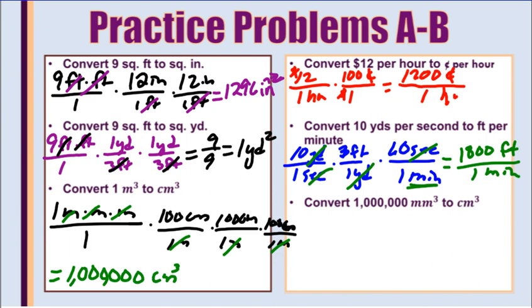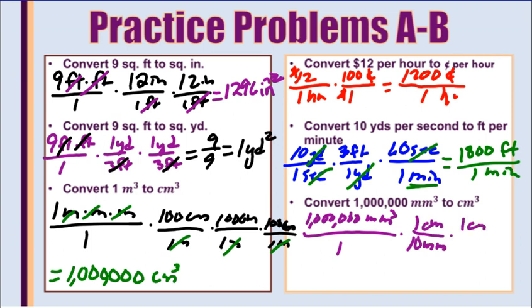And this one: convert 1 million cubic millimeters to cubic centimeters. There are 10 millimeters in 1 centimeter, but I have 3 of those. And the labels cancel off. And now I'm left with 1 million divided by 10 times 10 times 10, which is 1,000. And that would give us 1,000 cubic centimeters.